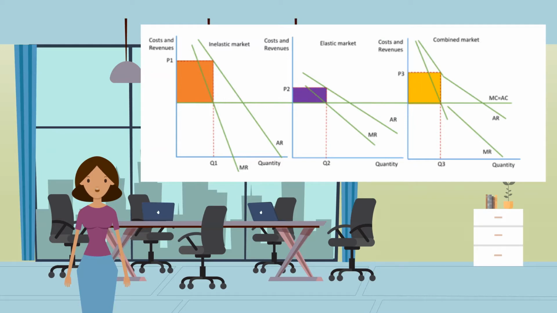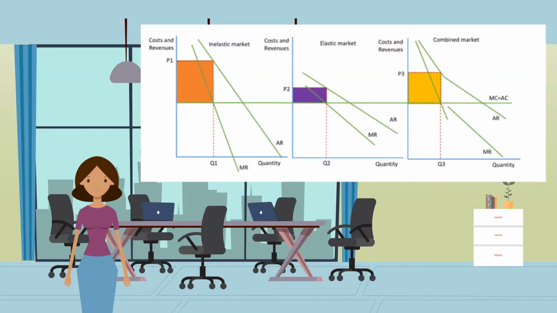The firm produces where marginal cost equals marginal revenue in each market. Therefore, in the inelastic market, they produce at Q1 P1 and make a supernormal profit of the orange area. In the elastic market they produce at Q2 P2 and make a supernormal profit of the purple area, and in the combined market they produce at Q3 P3 and make a supernormal profit of the yellow area.